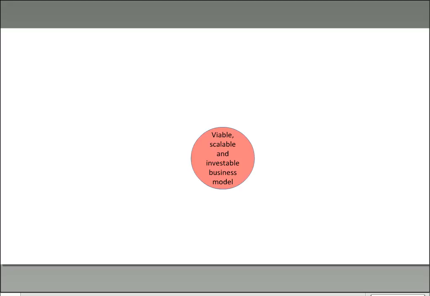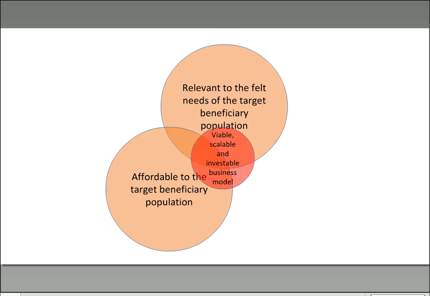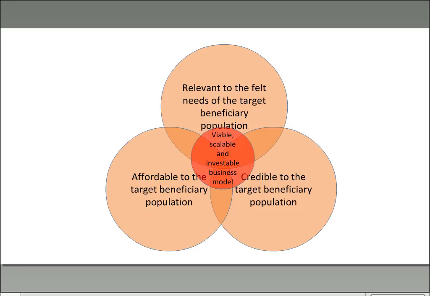And here we're really looking at things from the point of view of the target beneficiary. So the questions that this tool asks and helps you to discern is, first of all, whether the product or service is affordable to the target beneficiary population. Secondly, is it relevant to their felt needs? And thirdly, is it credible to the target beneficiary population? We're asking them to take a big risk, and we need to be convincing that our solution is one that's going to work for them. So that's the third tool.